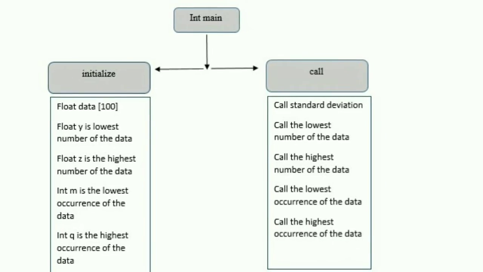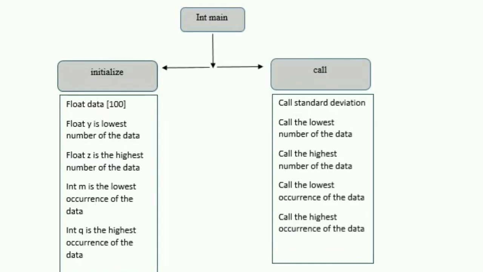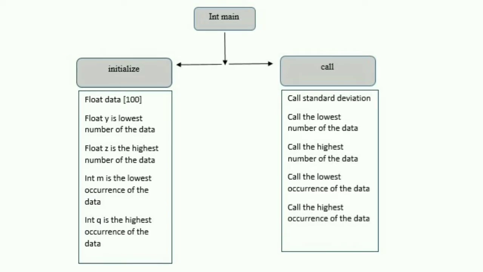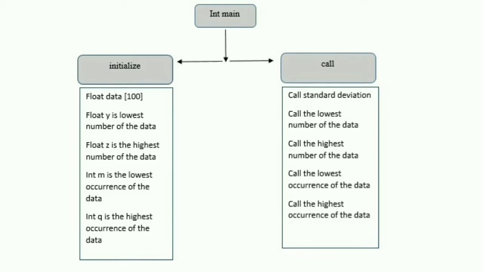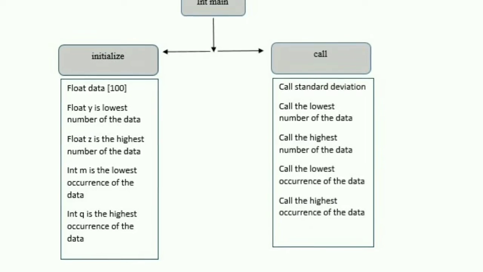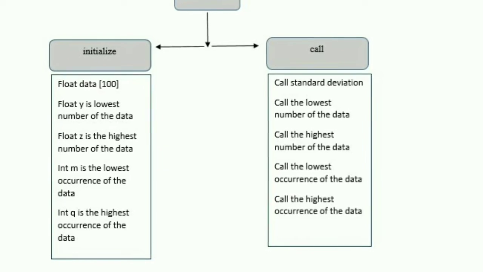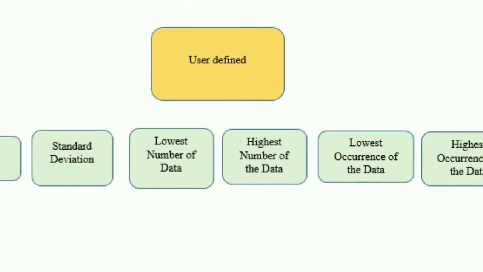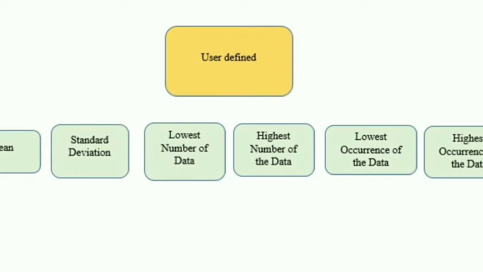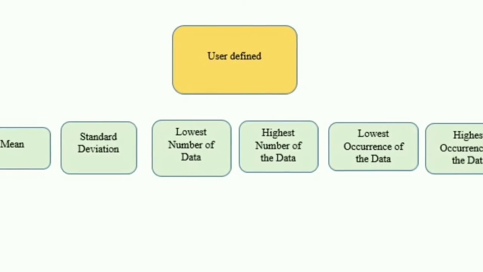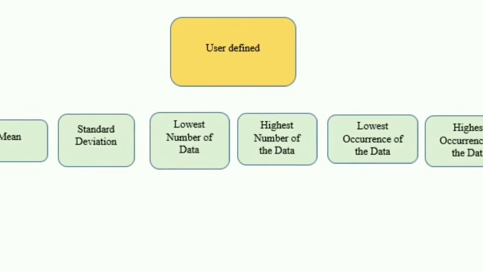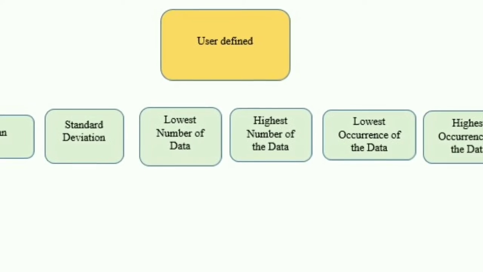The second one is the function call. In this function, we have to call the standard deviation, the lowest number of the data, highest number of the data, lowest occurrence of the data, and last we have to call the highest occurrence of the data. For the user defined, we have mean, standard deviation, lowest number of the data, highest number of the data, lowest occurrence of the data, and lastly highest occurrence.